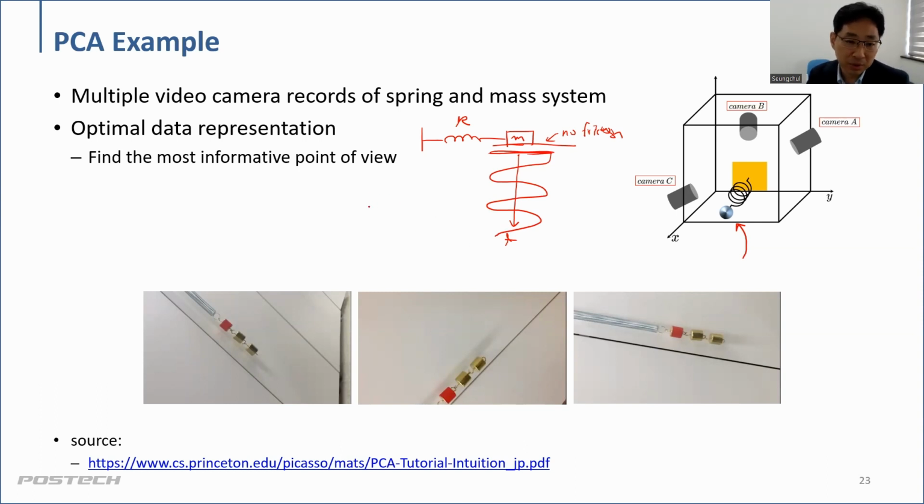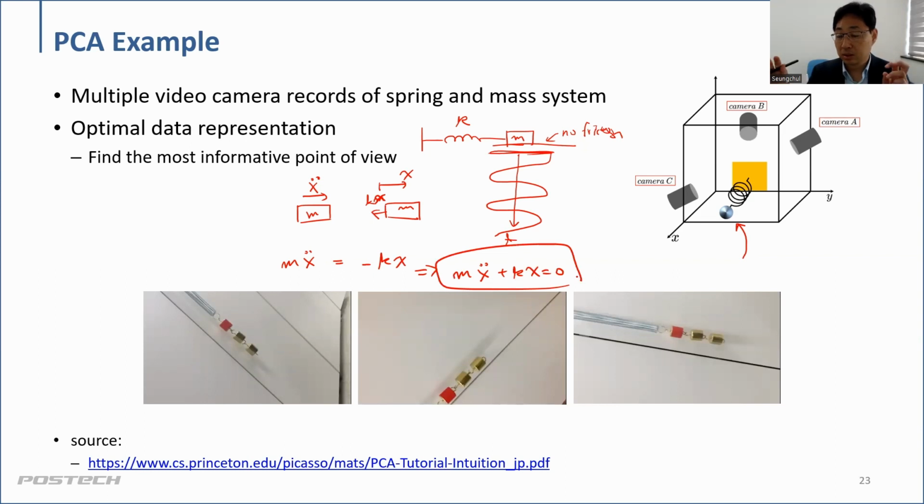We have this mass M, and the force from the spring, with displacement x in that direction, is kx. That's the force by the spring on the mass, and so the acceleration is x double dot. So we know that x double dot equals minus kx. If we write it down, x double dot plus kx equals zero is the ordinary differential equation that represents these dynamic behaviors. That's the physics.